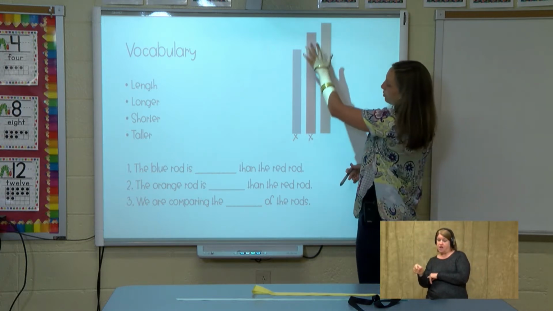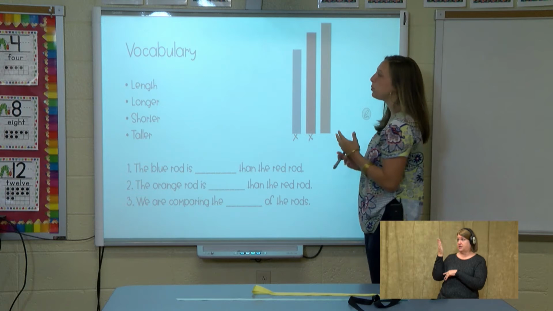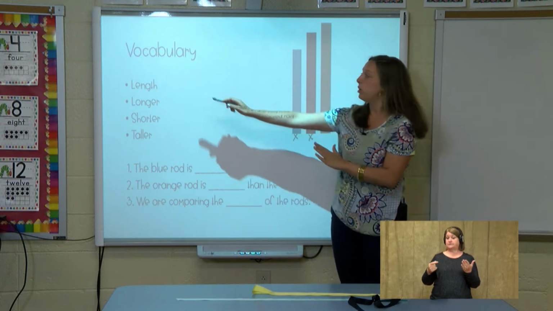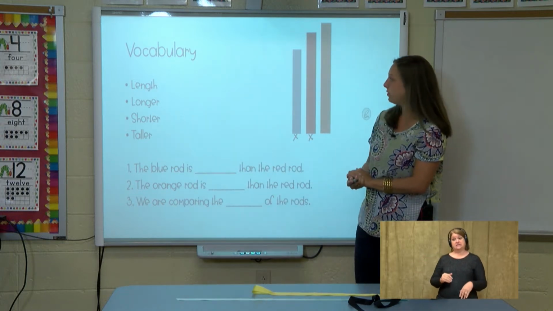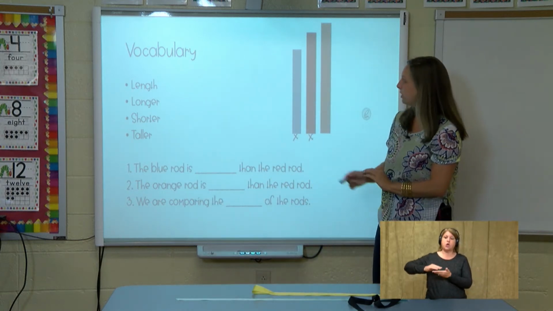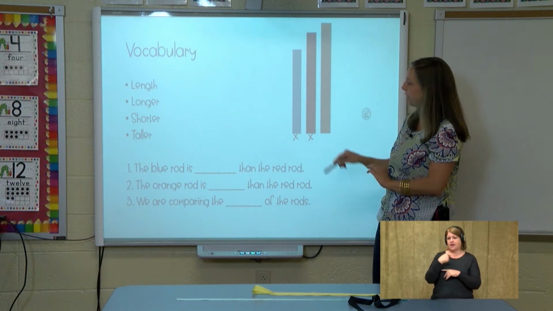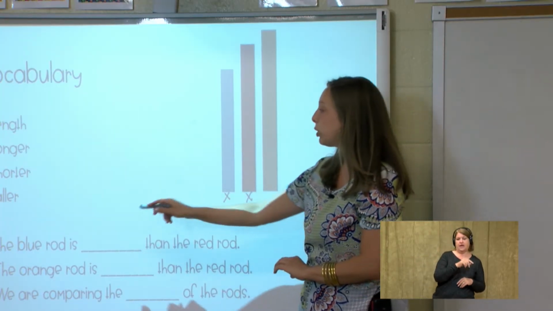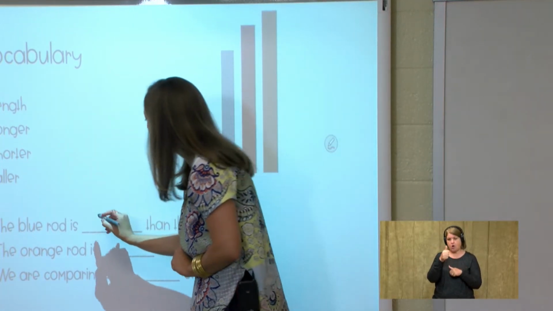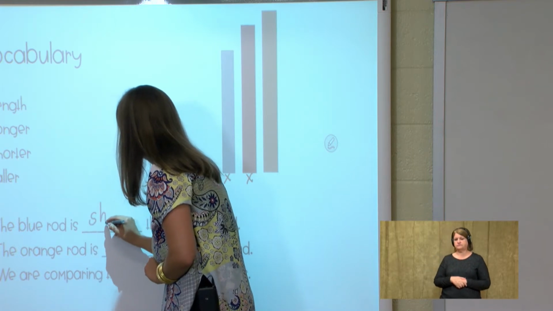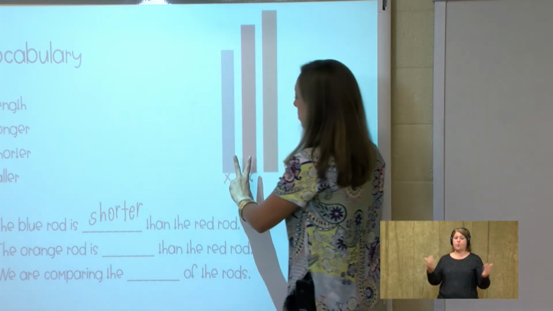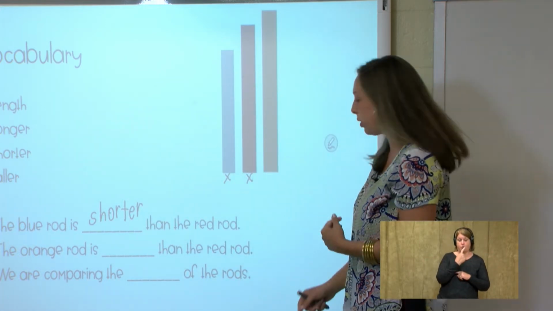Okay, so observing our two rods right here, what do we notice? The blue is what to the red? Is the blue longer than the red, shorter than the red, or taller than the red? The blue compared to the red. The blue rod is shorter than the red. I'm going to fill in this blank with shorter. We're comparing the two lengths, the red and the blue.